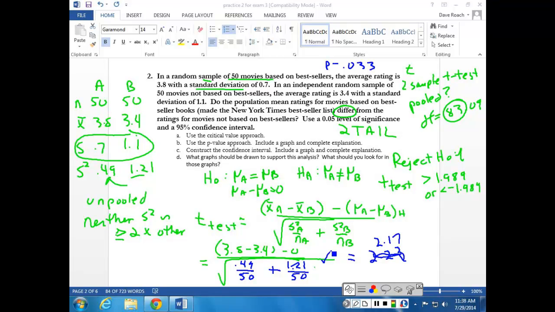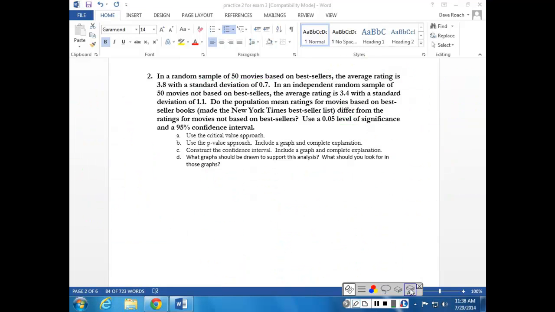Okay, so that's the critical value approach. Now we're going to go to the p-value approach, which we know the p-value is 0.033. And with any of the t-tests, we're just going to use our calculator for that.